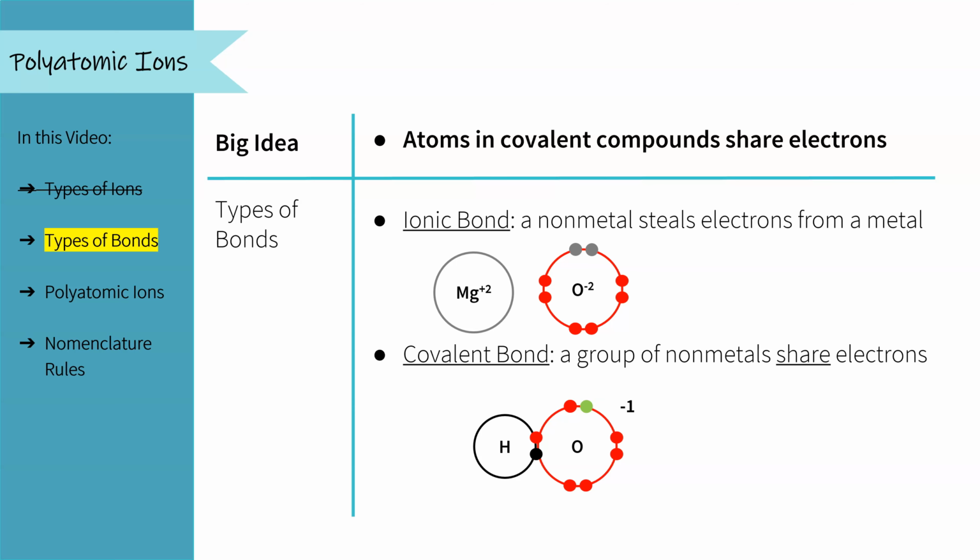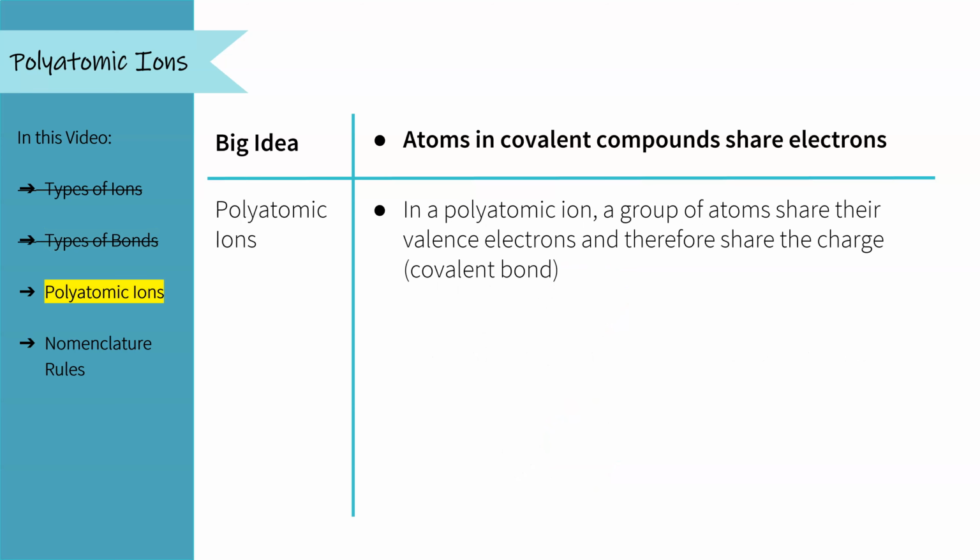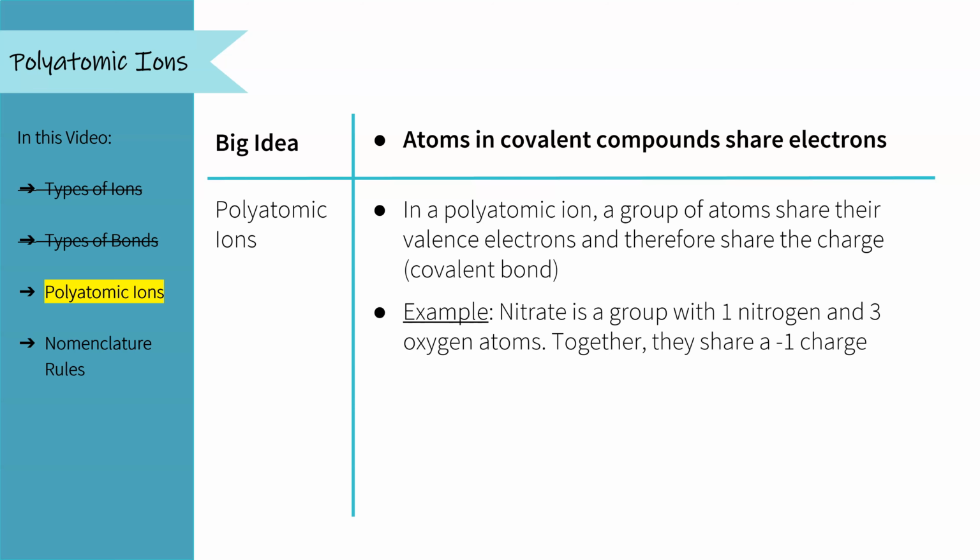And that is what is happening inside of our polyatomic ions. So in a polyatomic ion, a group of atoms share their valence electrons and they're sharing the charge. It's a covalent bond. Let's look at another example. Nitrate is a polyatomic ion that has 1 nitrogen and 3 oxygen atoms. Together they share a -1 charge.